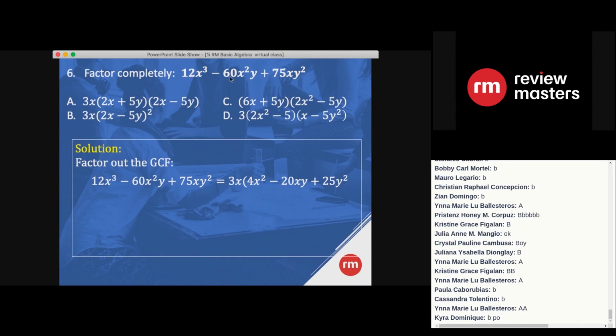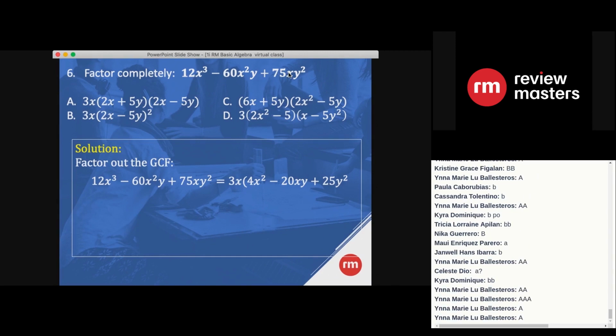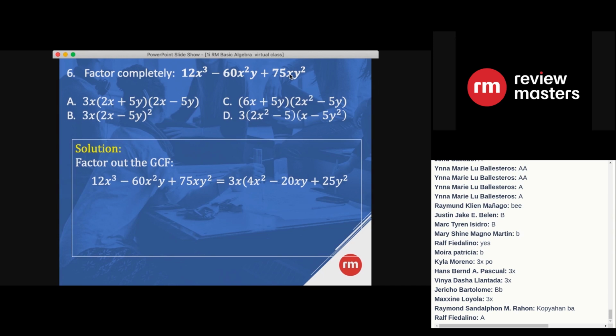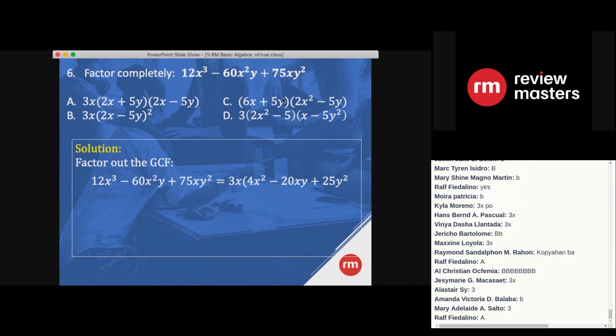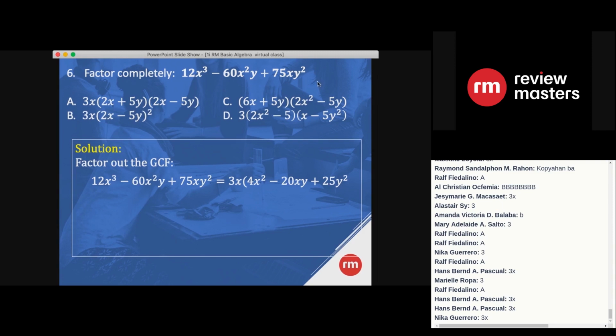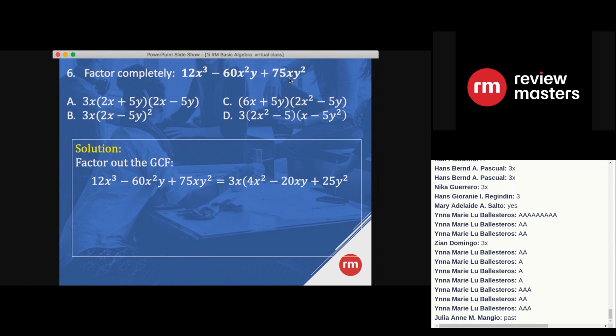Now look at the x's. Are the x's present in all terms? Yes. If they are present in all, find the lowest exponent. In this case, cubed, squared, and 1, or just x. So you take only x. Is y present in everything, in every term? No. So y is not a common factor. Okay? So, the common factor would be 3x.